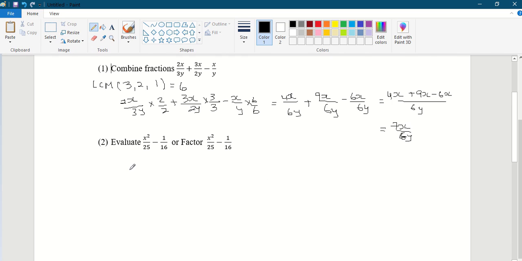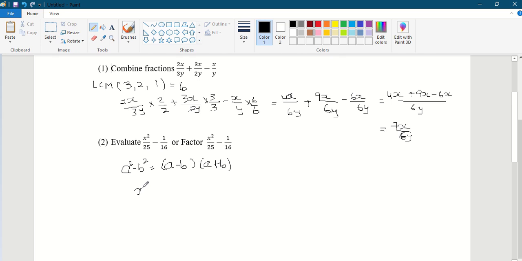Now for this one, it says evaluate x square over 25 minus 1 over 16. Notice all of them are perfect squares. So what we can do here is use the formula for a square minus b square, which factors as a minus b times a plus b. In this case, our a is x over 5, because x divided by 5 squared will be x square over 25, and b will be 1 over 4.